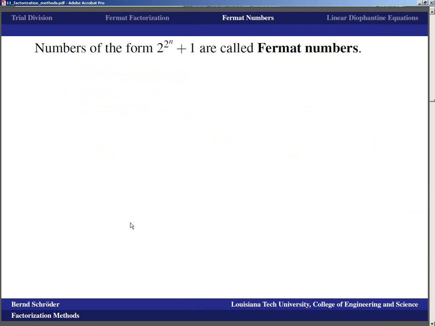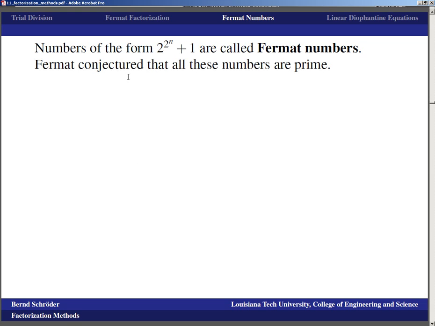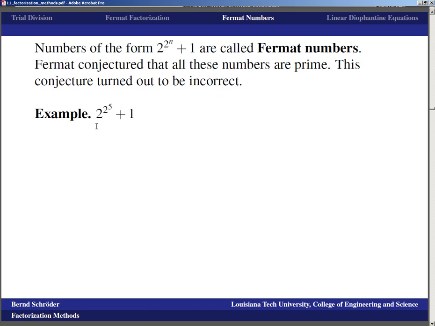Okay. On the other hand, Fermat factorization brings up, as often is the case in number theory, the name of Fermat. And Fermat had all sorts of beautiful conjectures. And so, for example, numbers of the form 2 to the 2 to the n plus 1 are called Fermat numbers. And Fermat conjectured that all these numbers are prime numbers, and that turned out to be incorrect, in fact quite impressively so, because here's a first example.